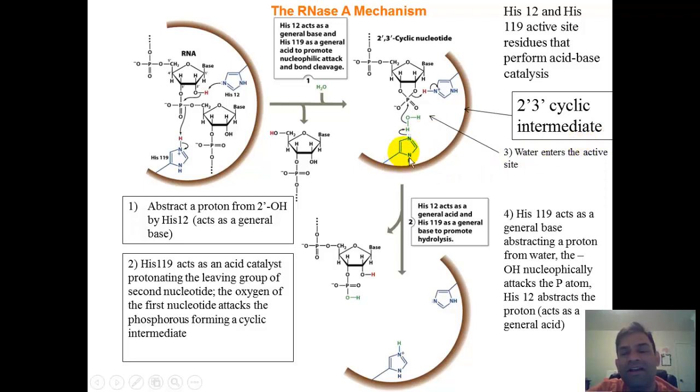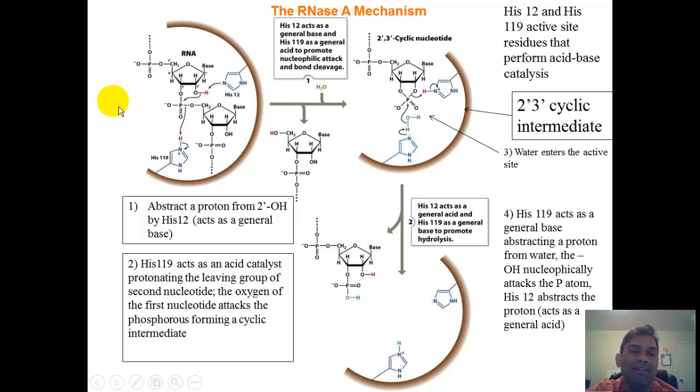And now here, this second histidine is going to serve as a base. So remember, bases pick up protons. So it's going to pick up a proton from this water. That OH group is going to do nucleophilic attack on this phosphate. This oxygen picks up that hydrogen, and now we have generated the 2 histidines in their original configuration. Okay, this one is protonated, that one is deprotonated, they're side chains. And then the second half of the strand is cleaved, it leaves.